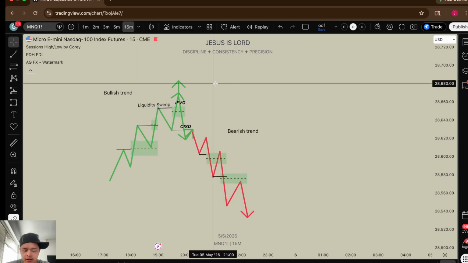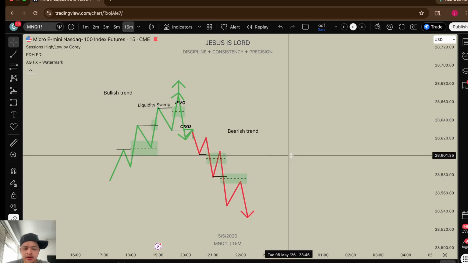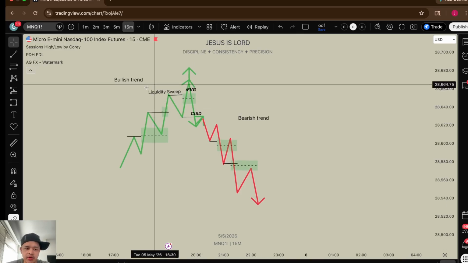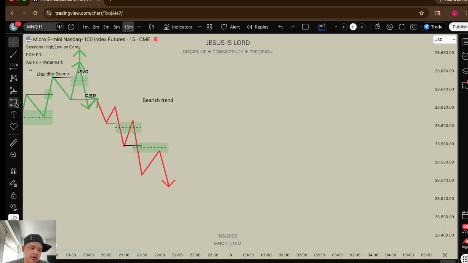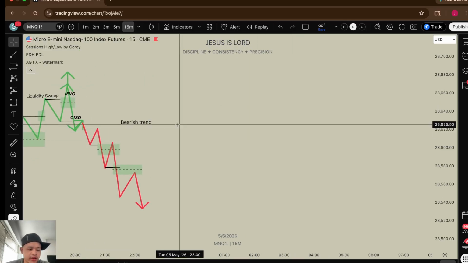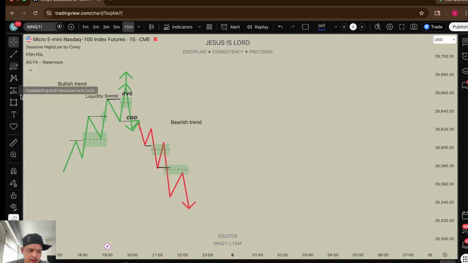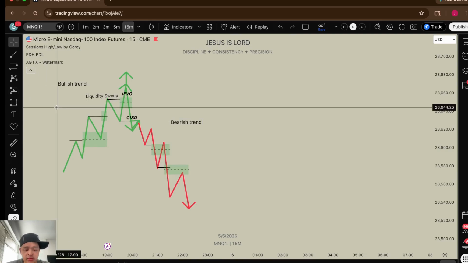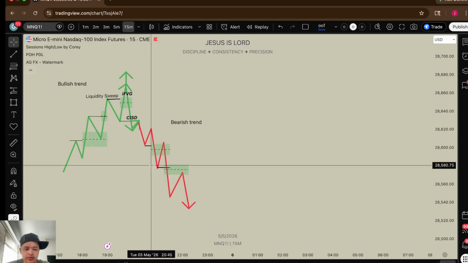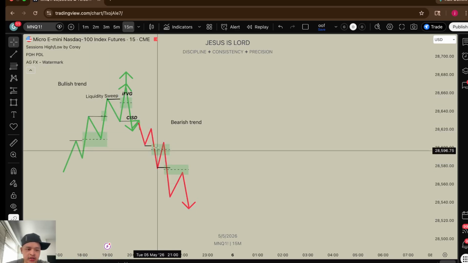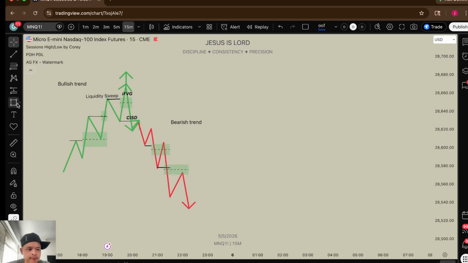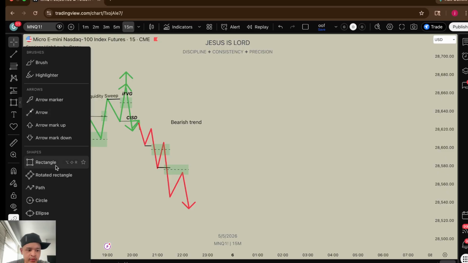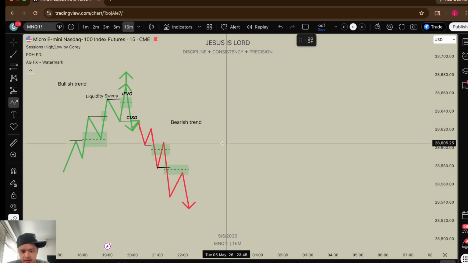We were talking about trends, and we were talking about market structure, right? That's what we're talking about. I missed one point. So the point I missed was ranging market, where we have no proper market structure. So this is a bullish market structure. This is a bearish market structure. What a ranging market structure looks like is this.